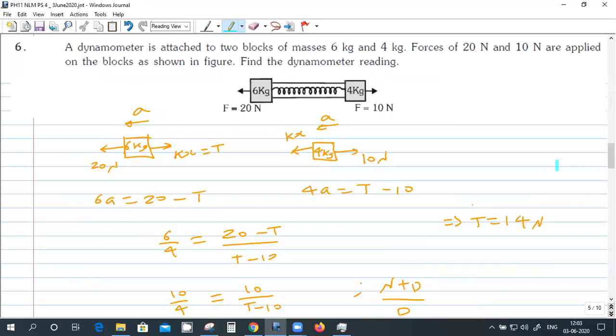This problem. Sir, what is a dynamometer? You can forget that term. It's not important. Basically, it has got two masses here, 6 kg and 4 kg, and there is a spring. You can forget that word dynamometer. Dynamometer reading means basically the spring will stretch or compress, right? So basically, you have to find how much it is stretching or how much it is compressing.